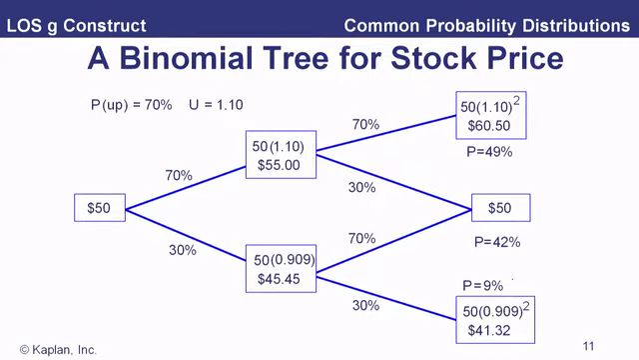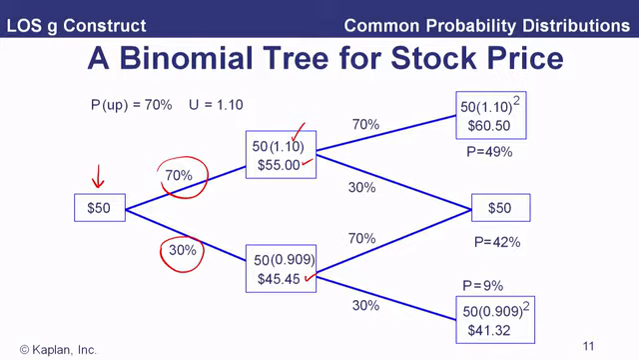So here's our tree. Here's our starting price here, $50. There's a 70% probability that over this first period, it's going to move up. And there's our up factor. So if it moves up from 50, it goes to 55. If it moves down, there's a 30% probability of that. It moves down from 50 to 45.45.